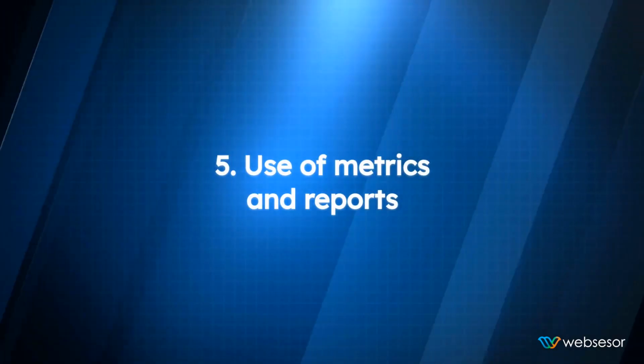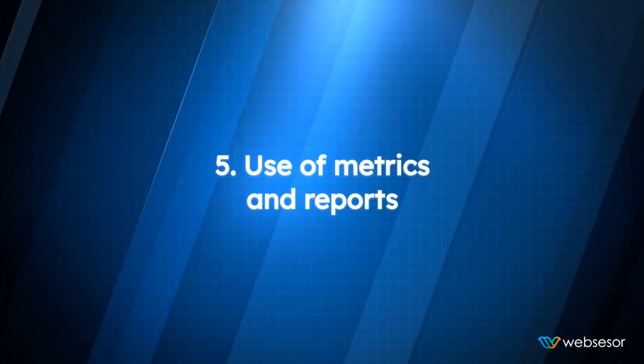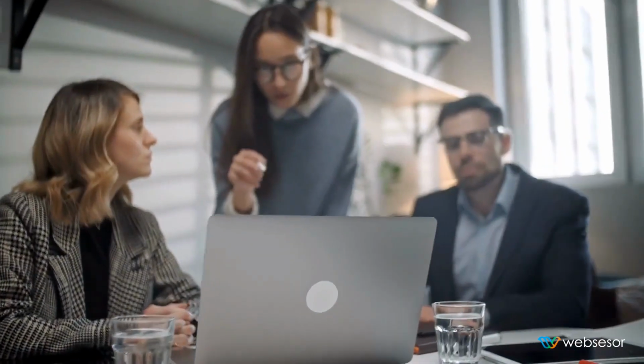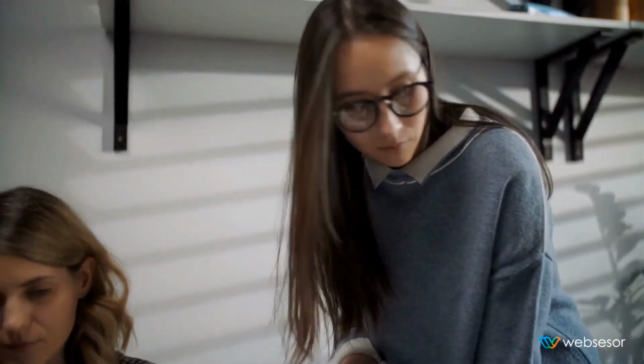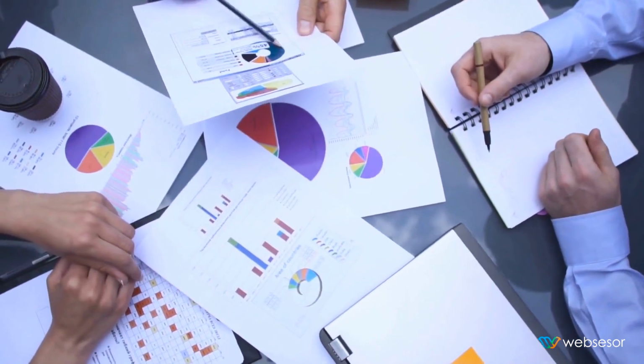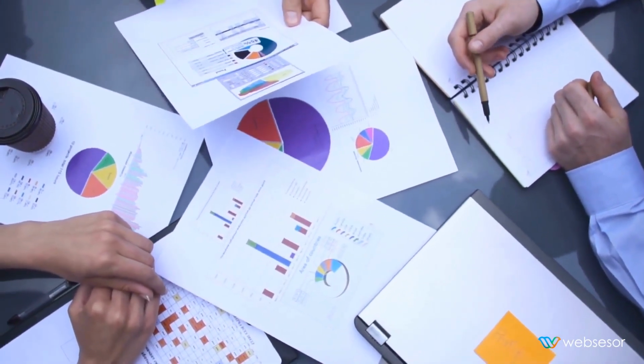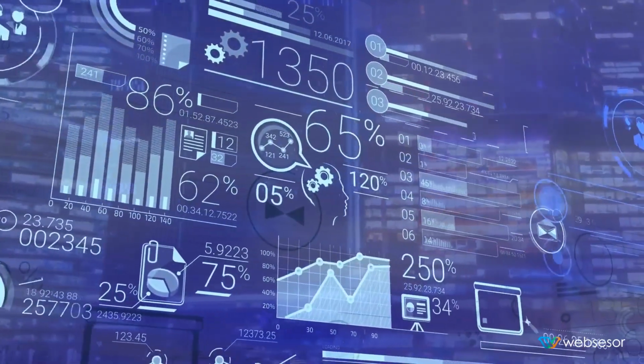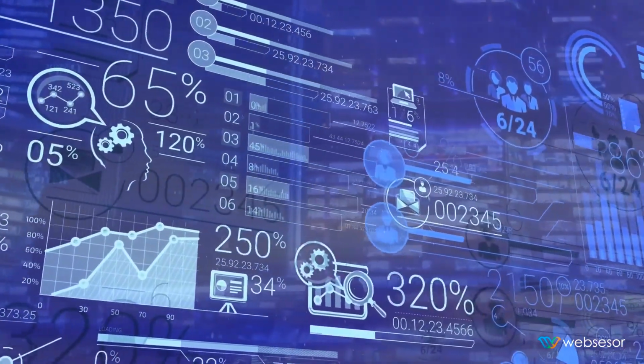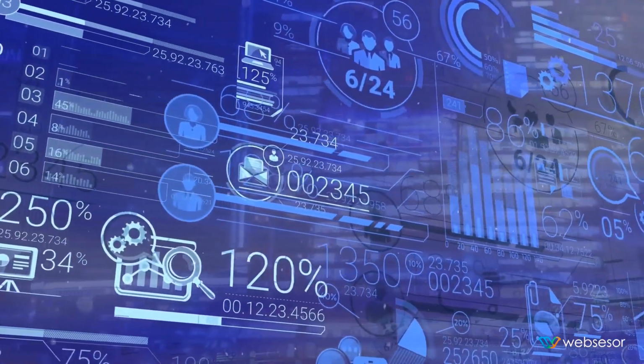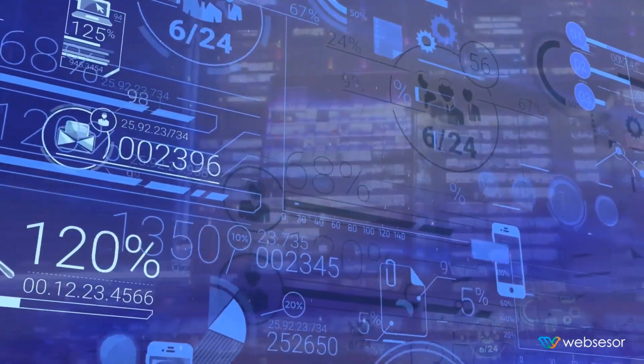5. Use of metrics and reports. To achieve the set objectives, you need to know if the actions are working or if they require any changes. The use of metrics and reports is the best way to achieve that. Reports provide details of each action of your audience: click-through rates, conversions, new subscribers, unsubscribes, and much more information that you can use to improve.